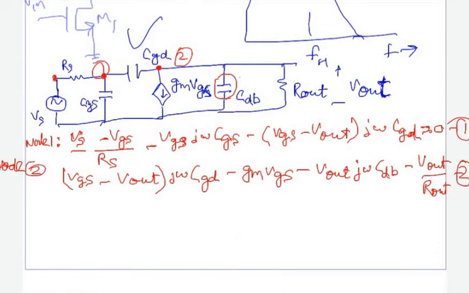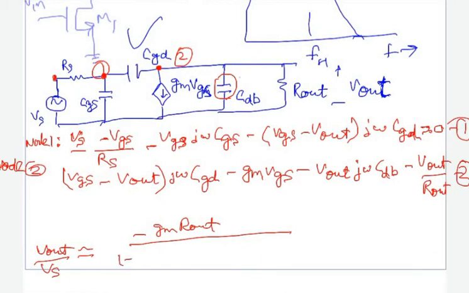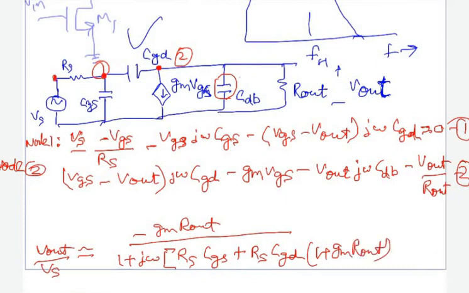then only you will get the term Vout by Vin, or Vs if you have taken, approximately equal to minus gm Rout divided by 1 plus jω [Rs CGS plus Rs CGD (1 plus gm Rout) plus Rout CDB].